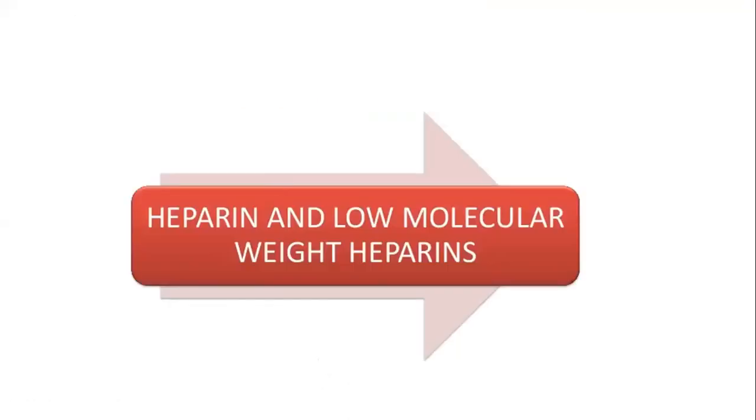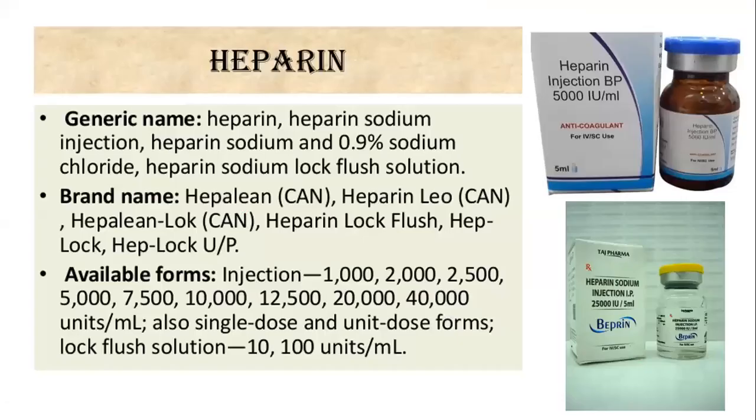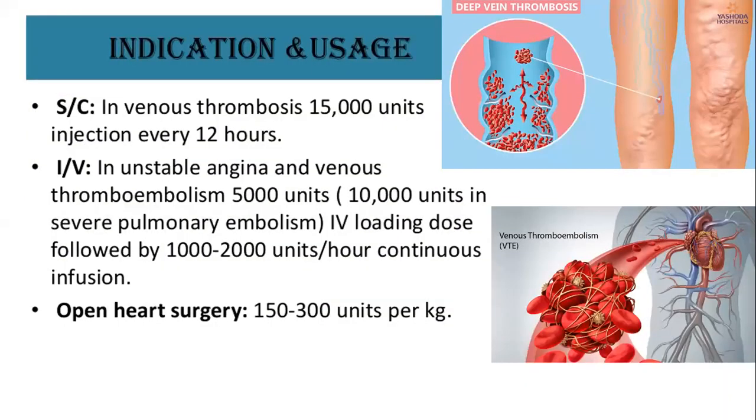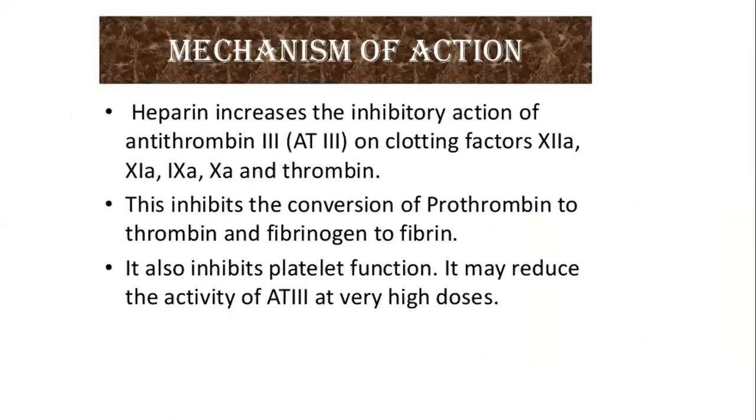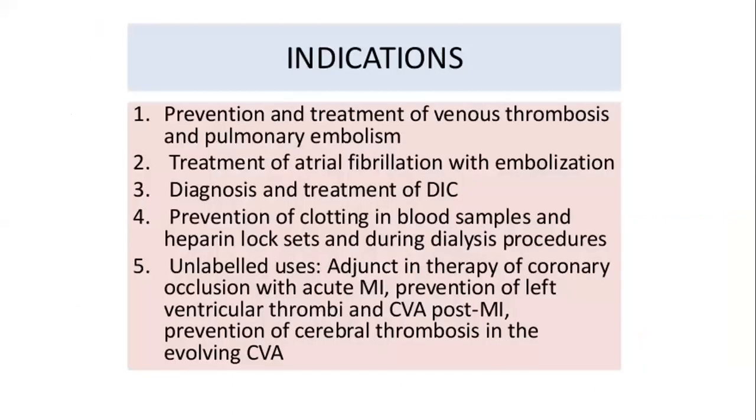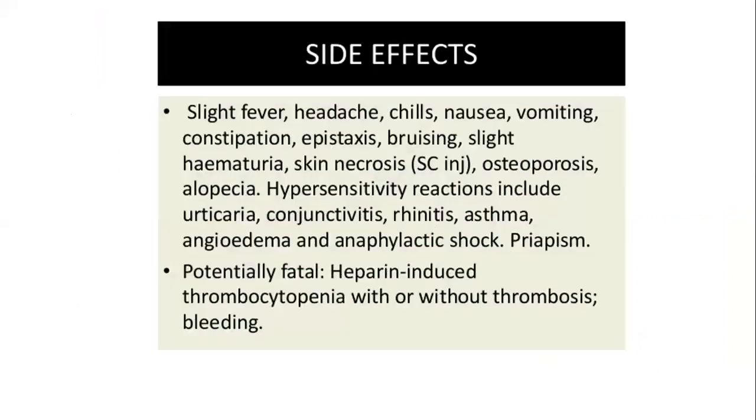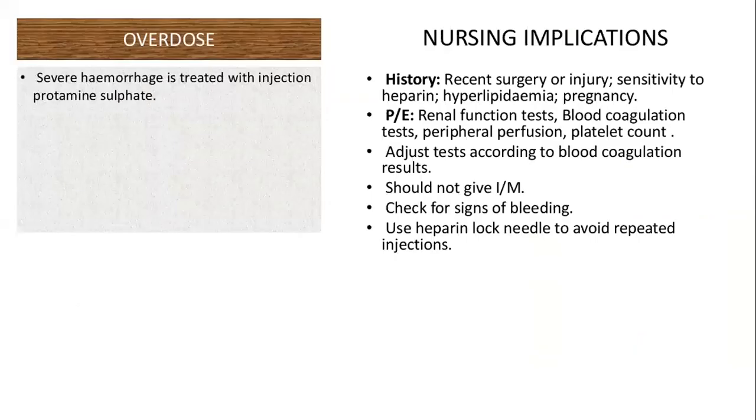So in the last class, I have explained in detail about the heparin injection and the low molecular weight heparin injection. Regarding the heparin, I've explained the generic name or chemical name, the brand name, the trade name. It comes in various names. Then what is the available form? What is the dose that is available? Then what are the indications when we should give injection heparin? Then what is the mechanism of action? Then what are the side effects of heparin?